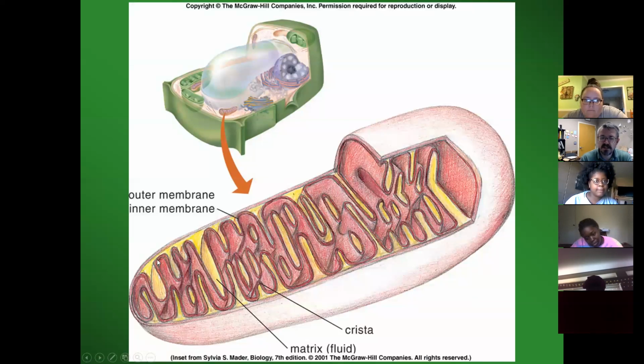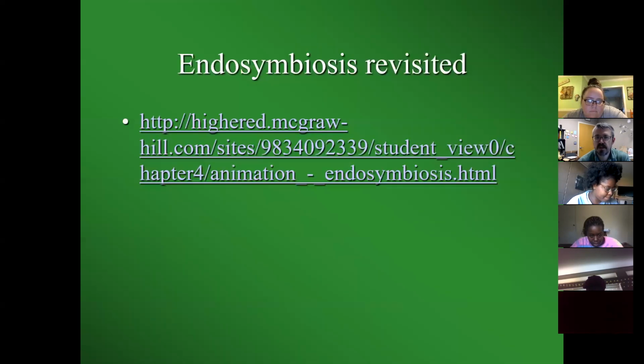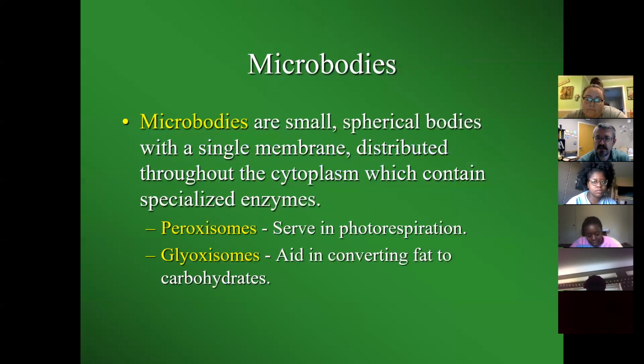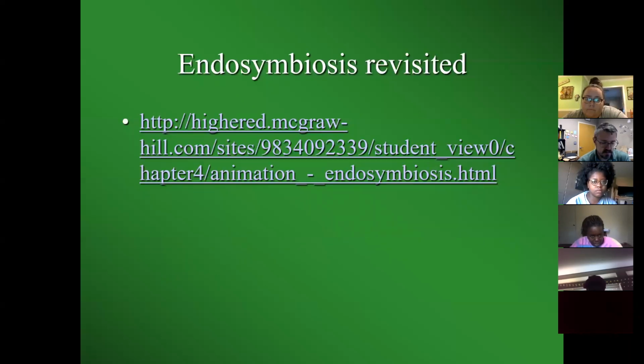So here you can see the cristae, the folds that give us lots of surface area to do cellular respiration. This is just a link that you can use if you want a little primer on endosymbiosis. I'm not going to get into great detail of that. I've been kind of talking about it as I go. But if you need to refresh yourself, you can use this link or some other resource about endosymbiosis. Okay, you do want to understand it.